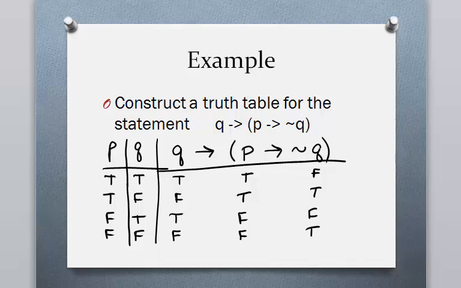So let's begin inside our parenthesis and let's look at if P, then not Q. So if P is true and our second statement is false, then we have a false. If both the first statement and the second statement are true, we have a true. If both statements are false, we have a true. And if the first statement is false and the second statement is true, we have a true.